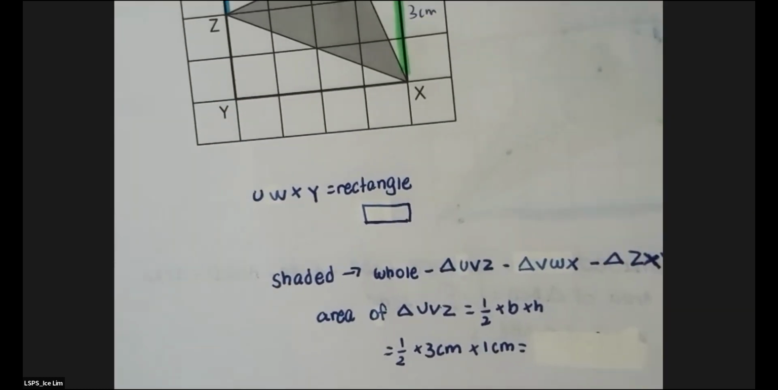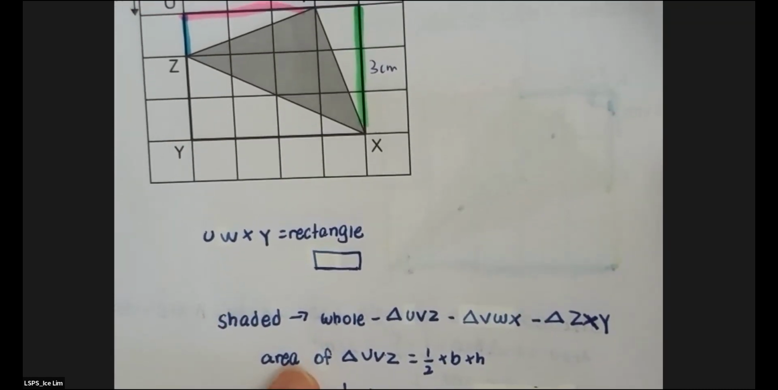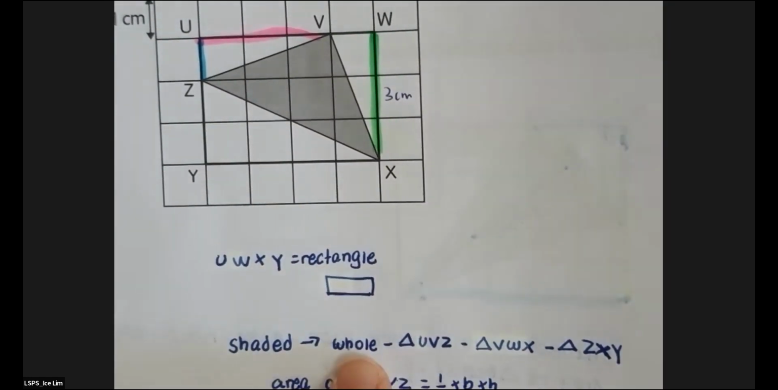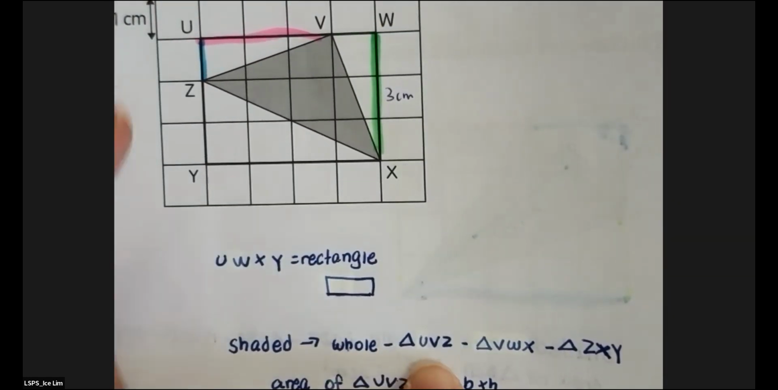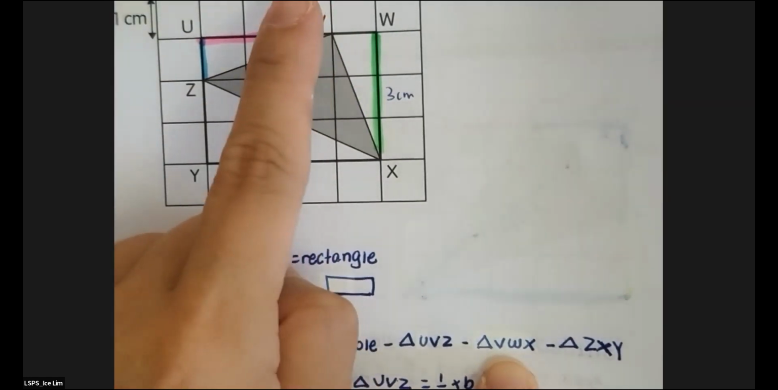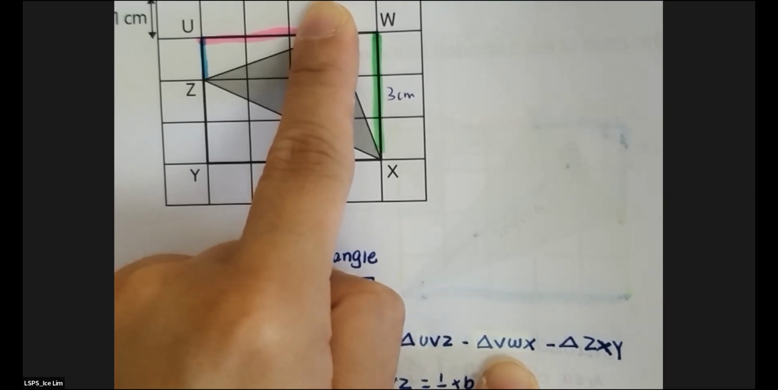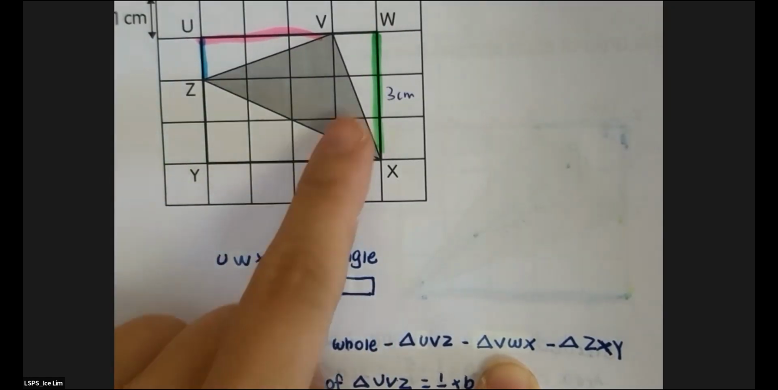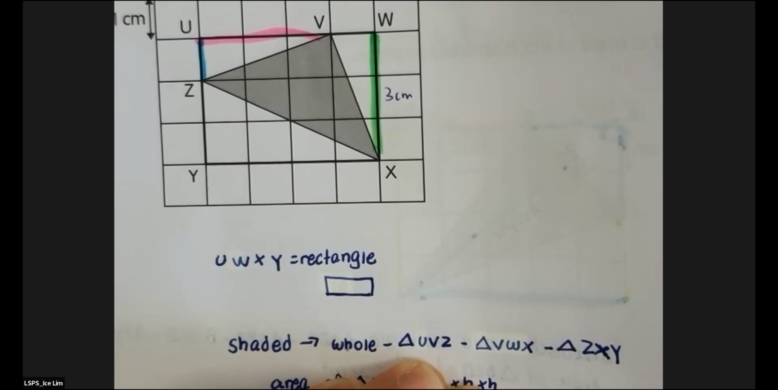Now, back to this question. Ralph wrote here, to find the shaded area, the whole thing, UWXY, minus triangle UVZ, minus triangle VWX, minus triangle ZXY. Can you understand this statement? Write this down now.